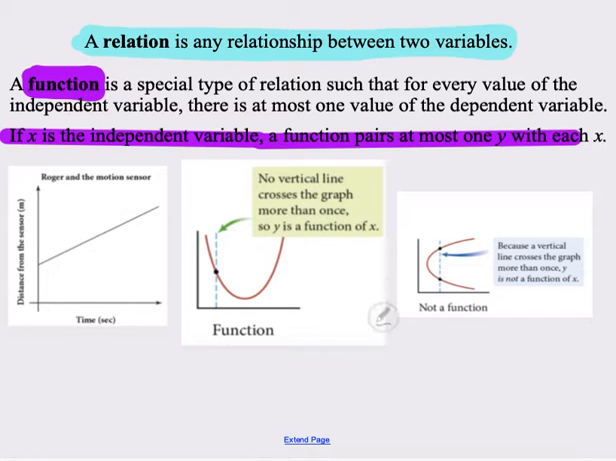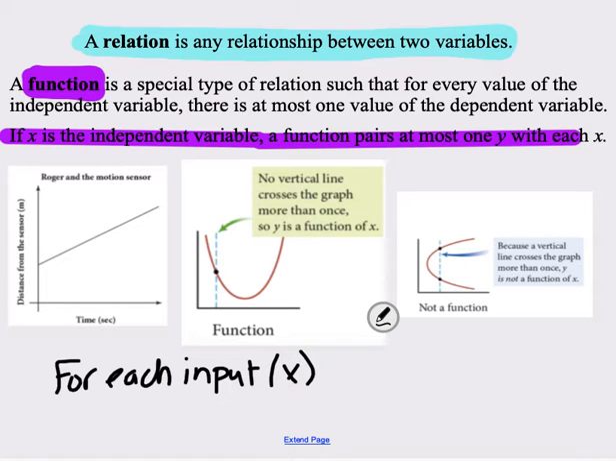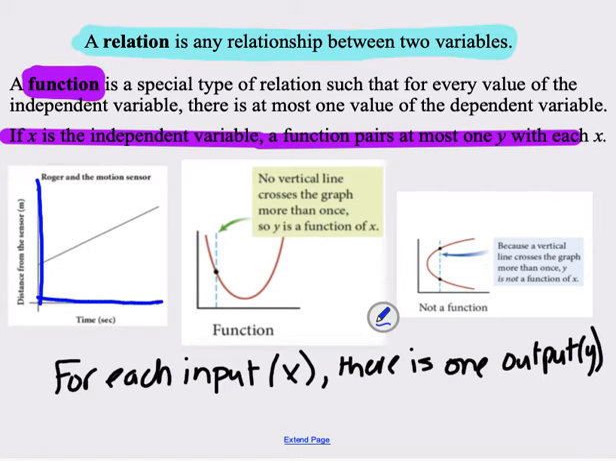I like to think of a definition of a function as for each input, be your x value or your independent variable, there is one output or one y value. So if you look at this picture here, if we look at this first one, we're in quadrant 1. Looks like we've got time and distance from something. We've got linear growth. And what happens is if I had a vertical line here, I'm not going to get into that yet.